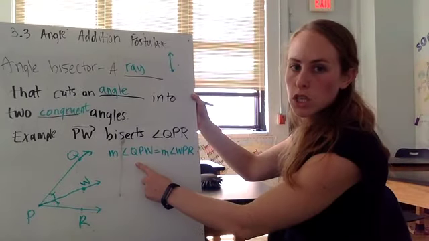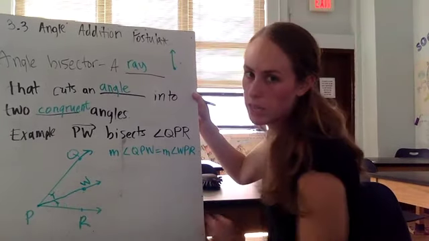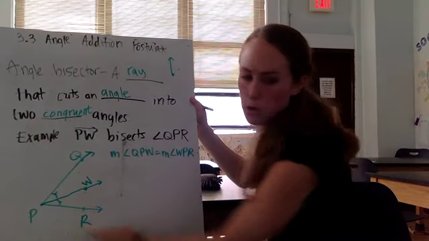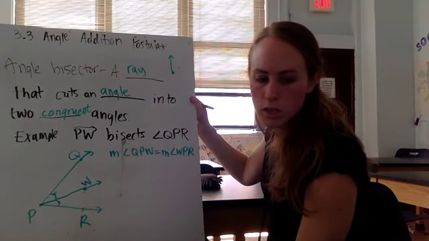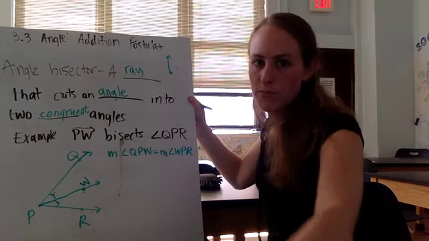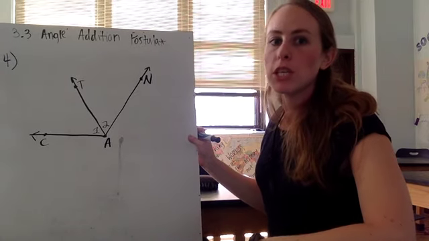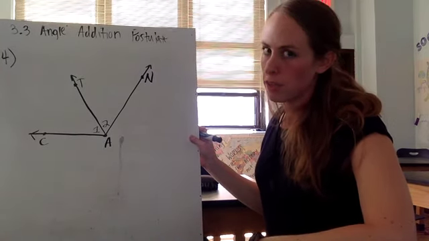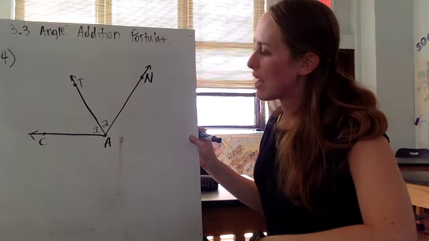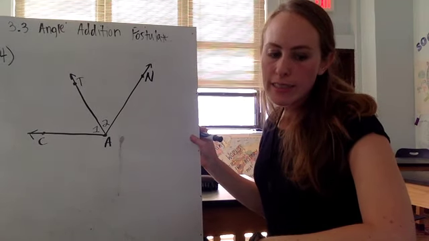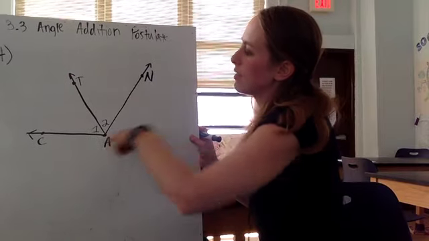The measure of angle QPW, this top little angle, is going to equal the measure of WPR. Here is the picture for example 4. Go ahead and draw this down. We have angle CAN, and we have that AT bisects this angle.